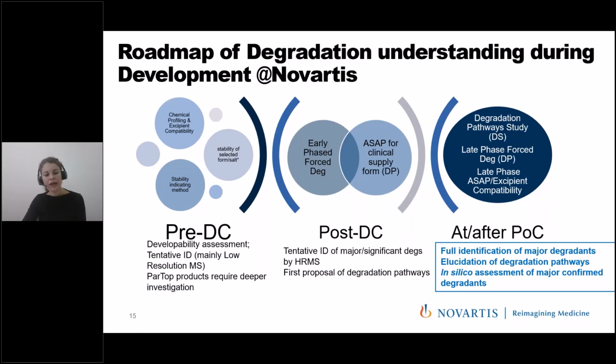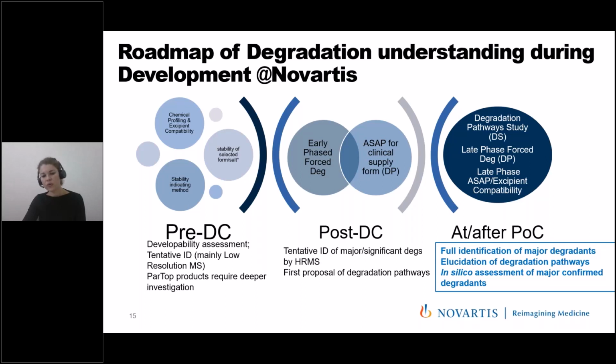And here we have tentative ID that is routinely taking place, both as part of the method development and as part of the ASAP, and we are able to propose already at that level the first degradation pathways and understand the major liabilities of our compound.